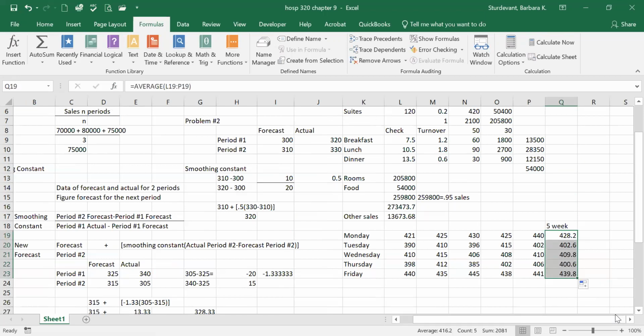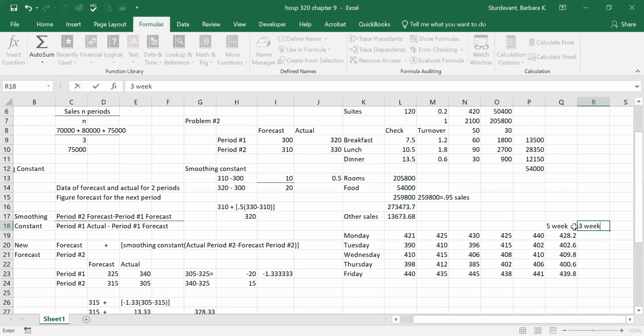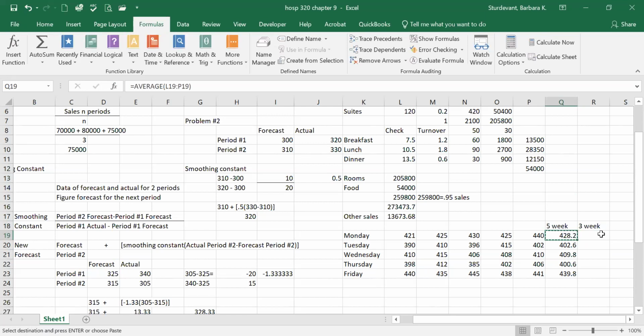And I kind of just use a rule of thumb that I would round up no matter what was on the right side of the decimal, so that you don't shortchange your numbers. So the second piece was to do a 3-week. And if you're doing this, you would do the last 3 weeks, because you want the most recent data.